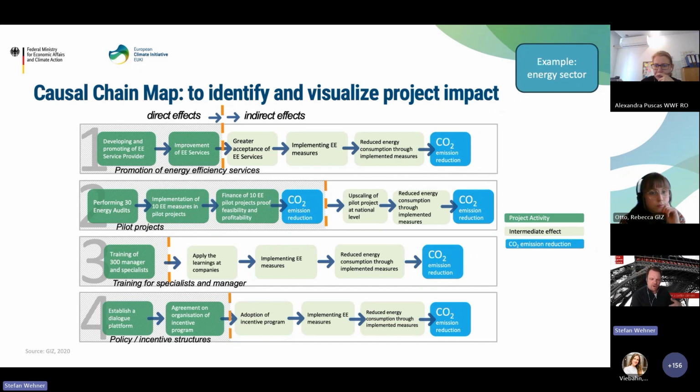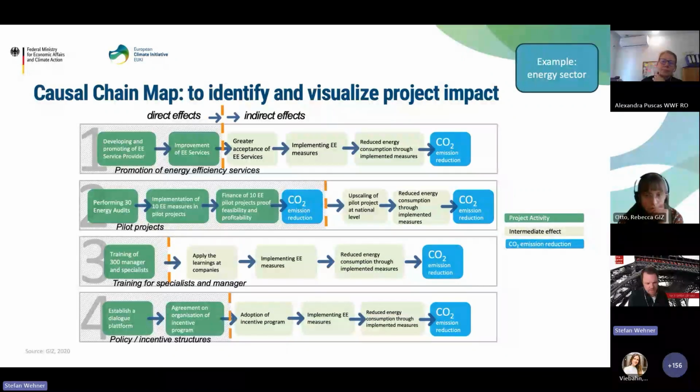The third category, often we have trainings, we have general capacity development. We always need to see how long or short the causal chain is. Can we still relate this or not? But in this case, training of managers and specialists, meaning here managers of public buildings, they apply their learning afterwards in the companies. They apply energy measures and they reduce energy in the end. So the training can clearly relate to some behavioral changes in this case, and that's why you could claim indirect emission reduction.